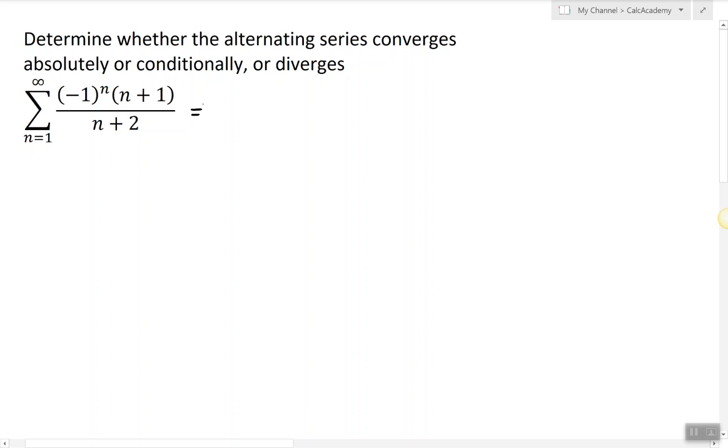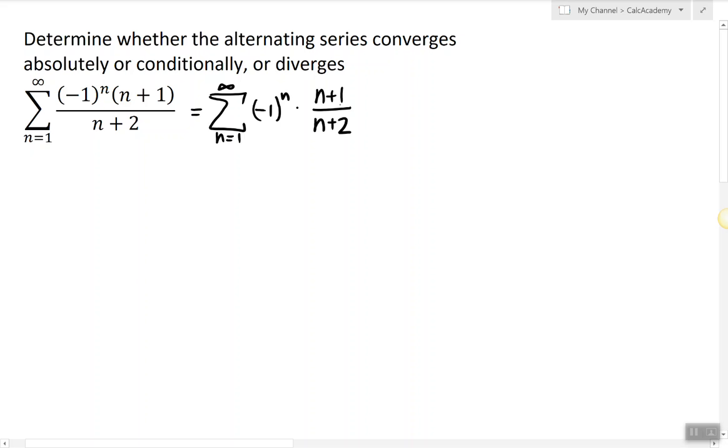So in this case, we just have to pull the alternating component from the expression to make it easy to identify what's left. And here's what we have.